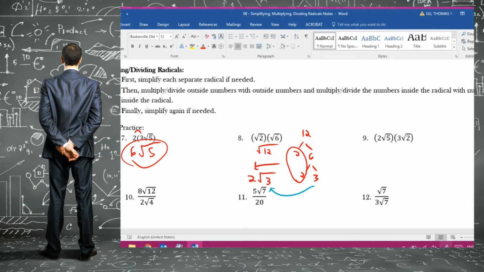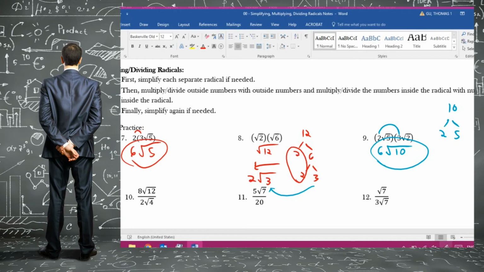Next, number 9. Remember, outside by outside, inside by inside. 2 times 3 on the outside, that's 6. Square roots of 5 times 2 on the inside is 6 square roots of 10. I need to simplify the inside now. So 10 is going to be 2 and 5. So are there any pairs there? No, there aren't. So that means my final answer is, in fact, right here, 6 square roots of 10.